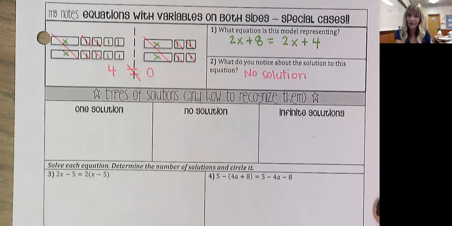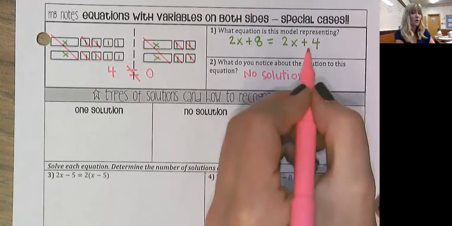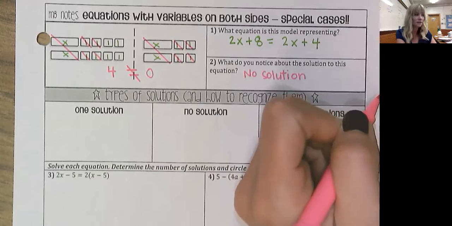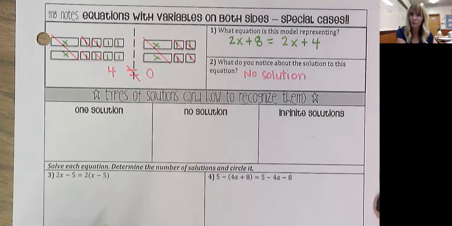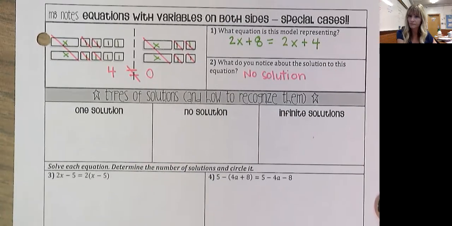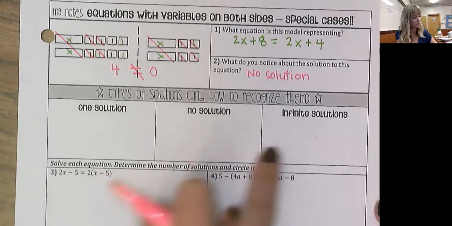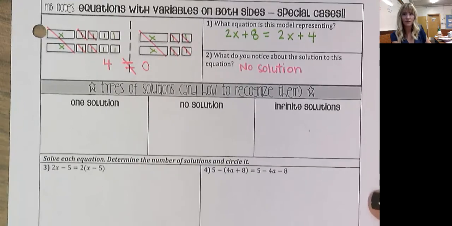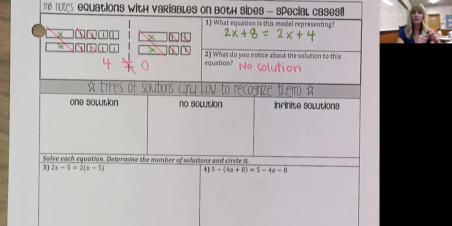If your variables cancel and the constants that you are left with don't make any sense, are not actually equivalent, then that means the equation that you started with doesn't make any sense and can't ever be equivalent. And that means there is no solution. So that leads us to this middle section of our notes here. The fact is there's actually 3 different scenarios that you can run into. And when we say special cases, this is what we're talking about.